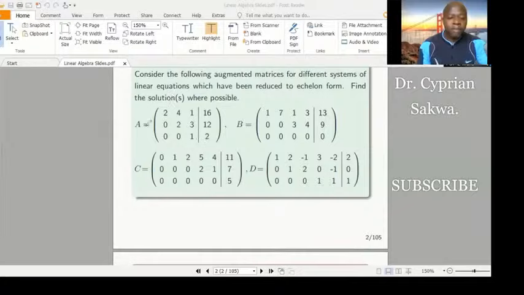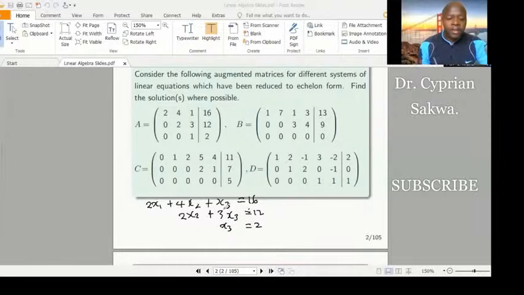Let's begin with the augmented matrix A, which is, of course, in its echelon form. Supposing that my variables were x1, x2, and x3, let me extract the equations here. The equations would be 2x1 plus 4x2 plus x3 is equal to 16. Then 2x2 plus 3x3 is equal to 12. And then x3 is equal to 2.